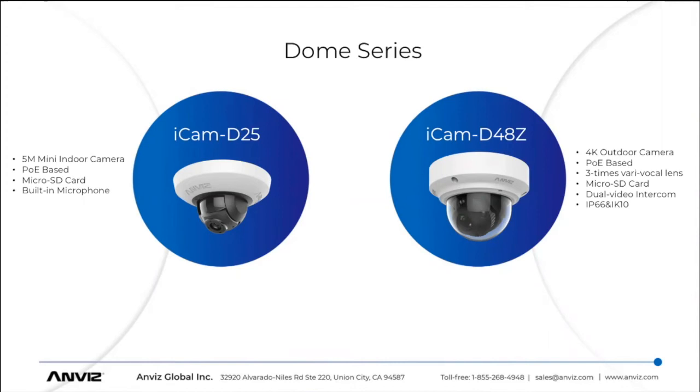The right side we call the big dome. It's a 4K outdoor camera with IK10 and IP66. It has a 3 times mechanical varifocal lens, which means it covers from very near areas, like 3 to 5 meters, to long distances, like 30 to 40 meters. The camera can automatically track objects and has an auto back focusing function. It also has a micro SD card, and a built-in microphone and speaker, so you can realize the dual video intercom function.